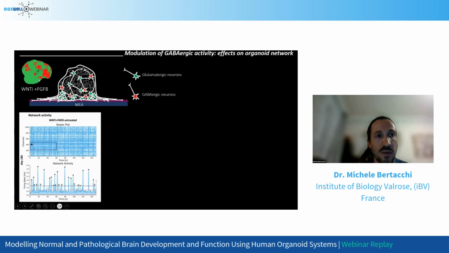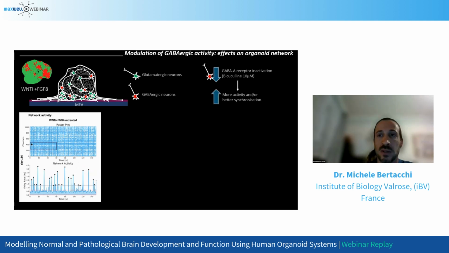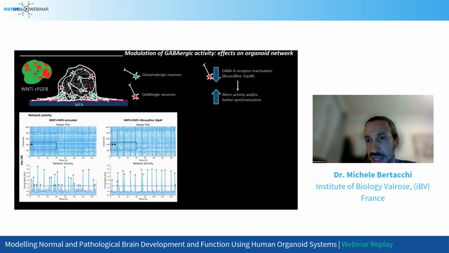So this is an example of an FGF8-treated organoid. You can see, as before, that we have nice spikes, but we also have a lot of non-synchronized activity in between the spikes. So what we decided to do is block GABA by using bicuculline, and this in theory should give either more activity or a better synchronization of the activity. And in our case, we found especially a better synchronization of the activity.